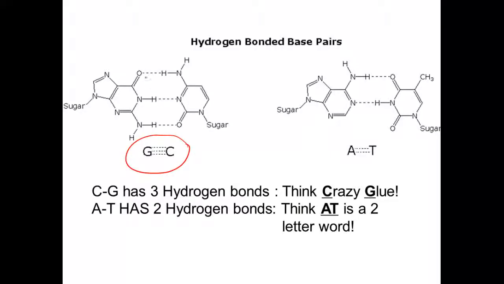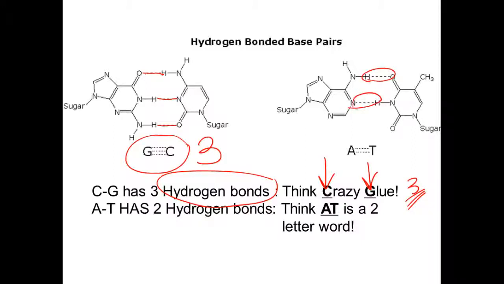Okay, so if you look at guanine and cytosine, you'll notice that it has 1, 2, 3 hydrogen bonds holding it together. And so there's a memory trick for that. Think crazy glue. C for cytosine, G for guanine. Crazy glue because it takes more glue to hold them together. It takes 3 hydrogen bonds. Now, if you look at adenine and thymine, you'll see it takes 1, 2 hydrogen bonds only to hold together. And my memory trick for that is "at." "At" is a 2-letter word, and so you only need 2 hydrogen bonds to hold A and T together.